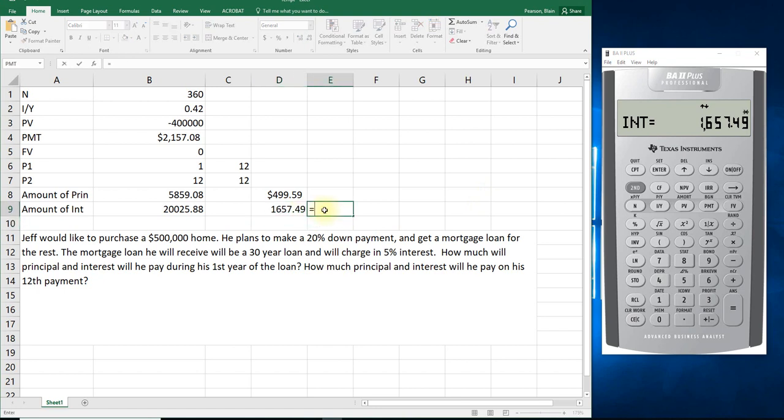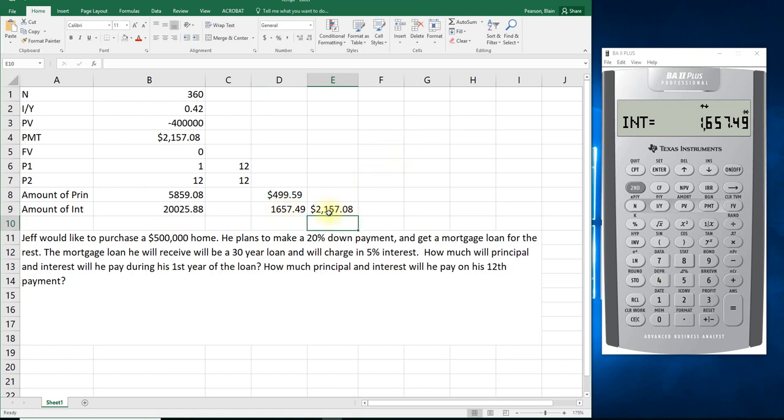Again, we can double check our work by adding both of these numbers together, and this should be our payment amount. So what this tells us is that on his 12th payment, $499.59 will go to principal, and $1,657.49 will go to his interest payment.